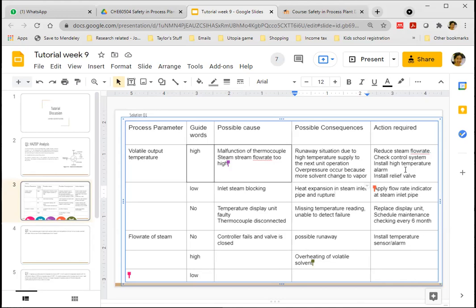Okay, so for low temperatures, inlet steam blocking, heat expansion due to steam. What is this? Okay, I got what you mean here. How would this solve the steam blocking? Apply flow rate indicator, because this is just to put in another check valve in there.